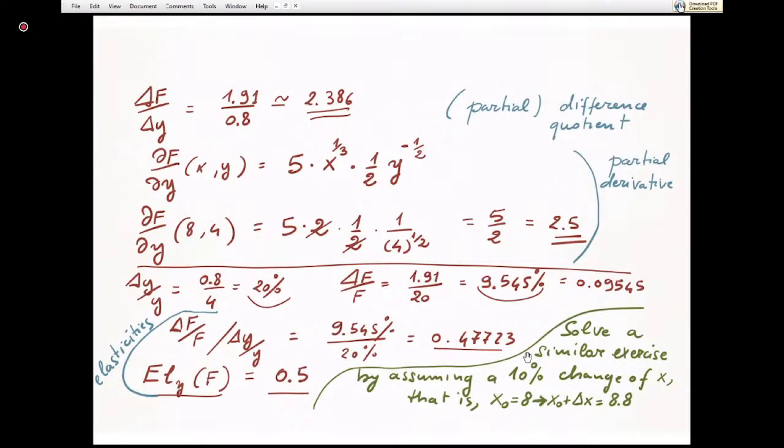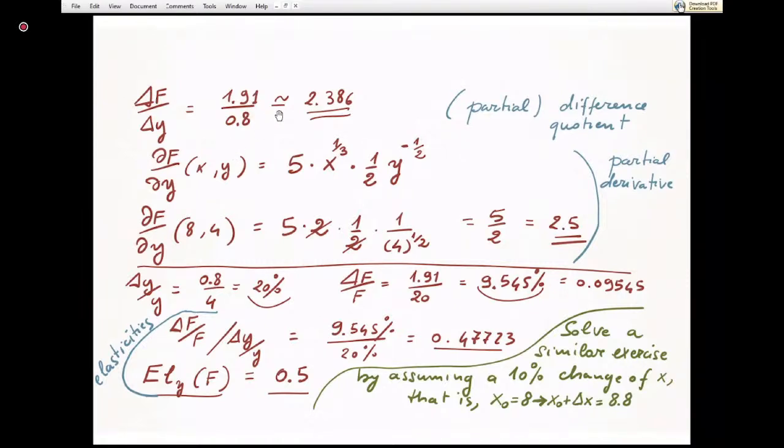Sorry for such a trivial example, but I guess it's useful. So the difference quotient is the number of units the output has changed, divided by the number of units the second input factor has changed.